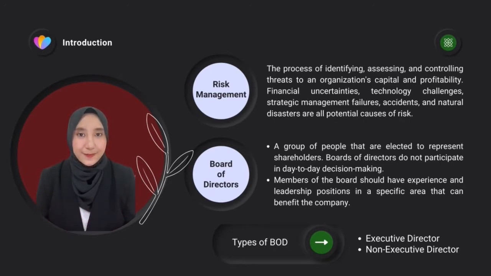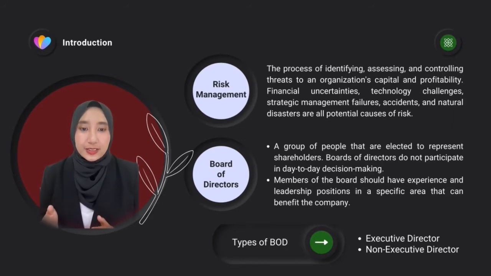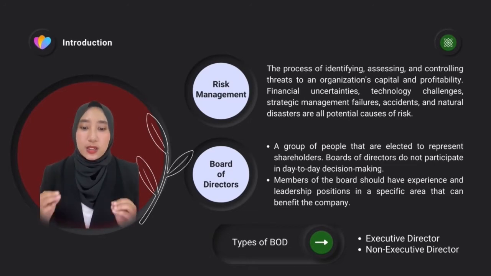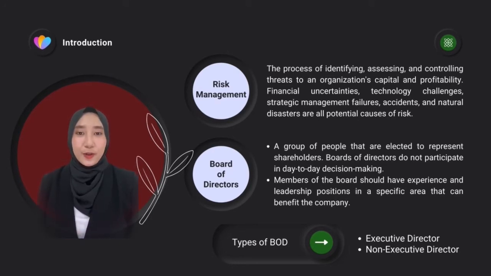Last but not least, there are two types of Board of Directors, which are Executive Director and Non-Executive Director. An Executive Director is a full-time employee who works as the operating director of a company, while a Non-Executive Director is a member of the Board of Directors who is not part of the executive team. So, a non-executive director is not usually involved in the day-to-day operation of the business, but they participate in policy making and planning activities. So, I will hand over to Ashikin to explain more about this topic.